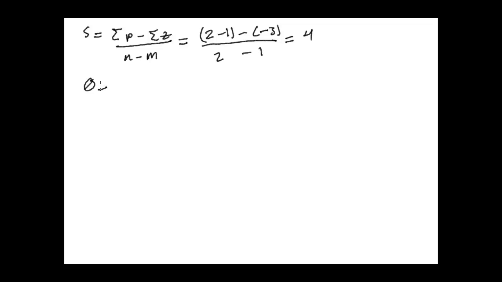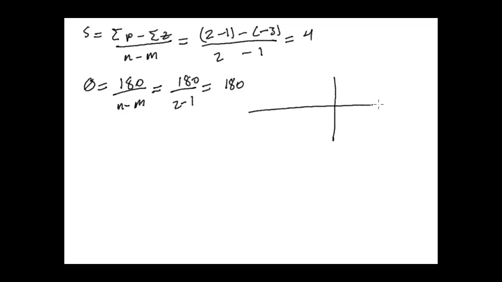So theta is equal to 180 over the number of poles minus the number of zeros. This is equal to 180 over 2 minus 1, which is equal to 180. So the asymptote angles meet at s is equal to 4, and the angle at which they meet is 180 degrees. So we will draw the root locus plot again.